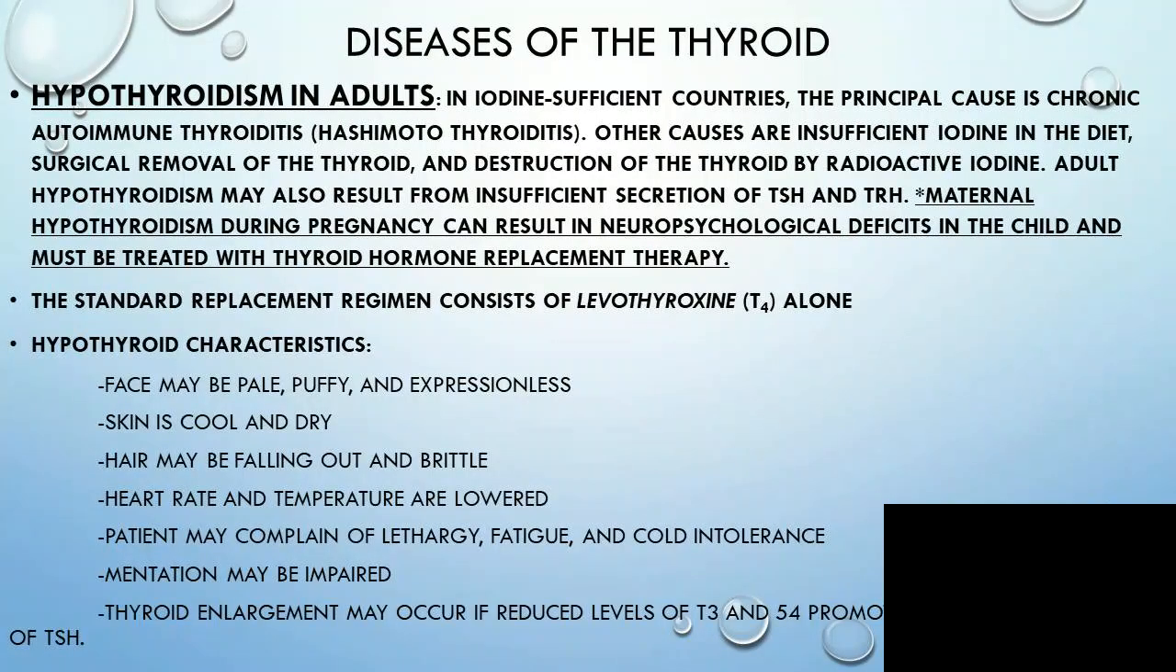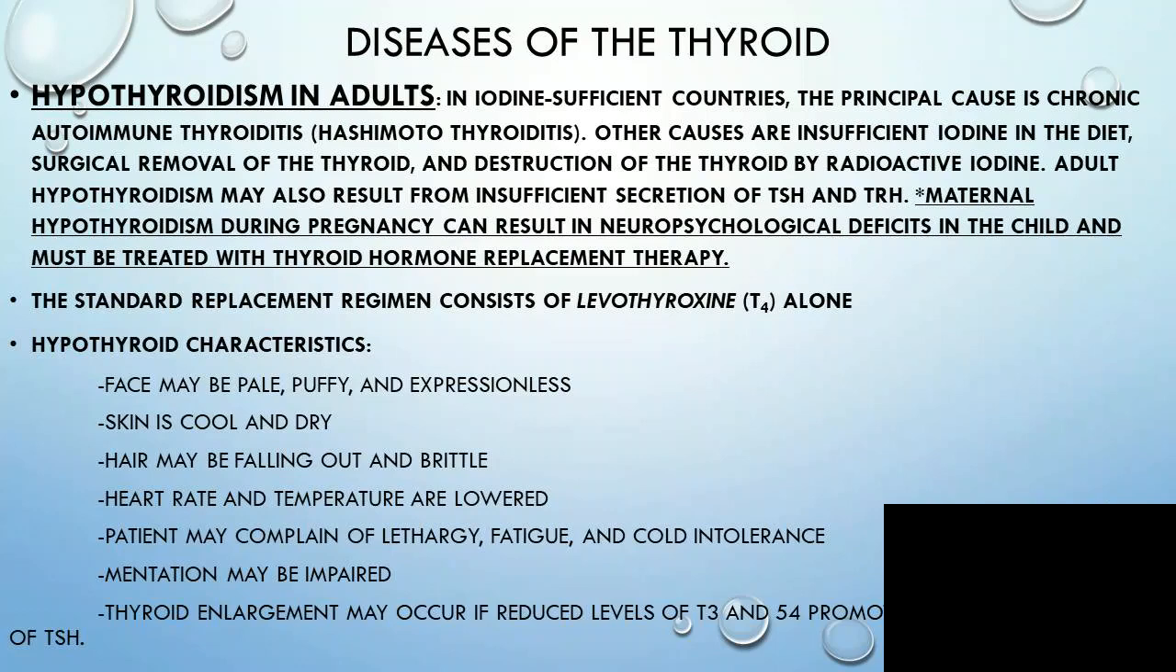Diseases of the thyroid. So we start with hypothyroidism, and this often is characterized by decreased heart rate and temperature, falling out, brittle hair, cool and dry skin, pale, puffy, expressionless face. Patients often complain of lethargy, fatigue, cold intolerance. In particularly bad cases, mentation may even be impaired. And then the thyroid may also be enlarged as well.